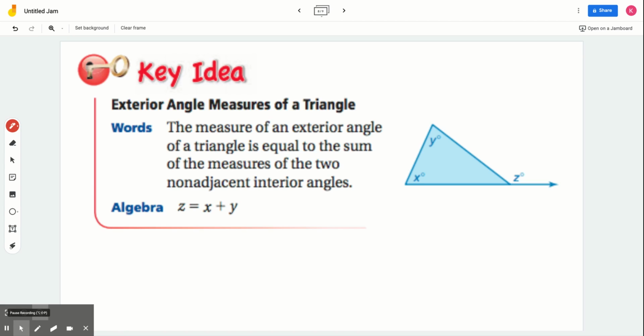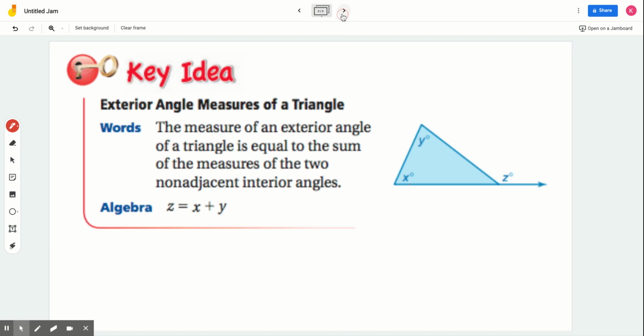For exterior angle measures of a triangle, the measure of the exterior angle is equal to the sum of the measures of the two non-adjacent interior angles. So non-adjacent means they're not next to. So we can see here that angle Z is equal to the sum of these two non-adjacent interior angles. Let's take a look at a few examples.